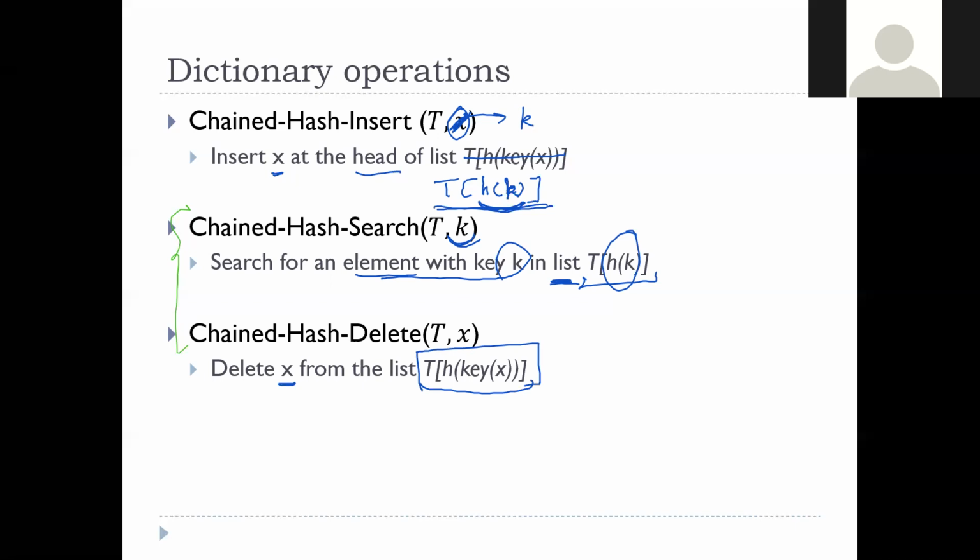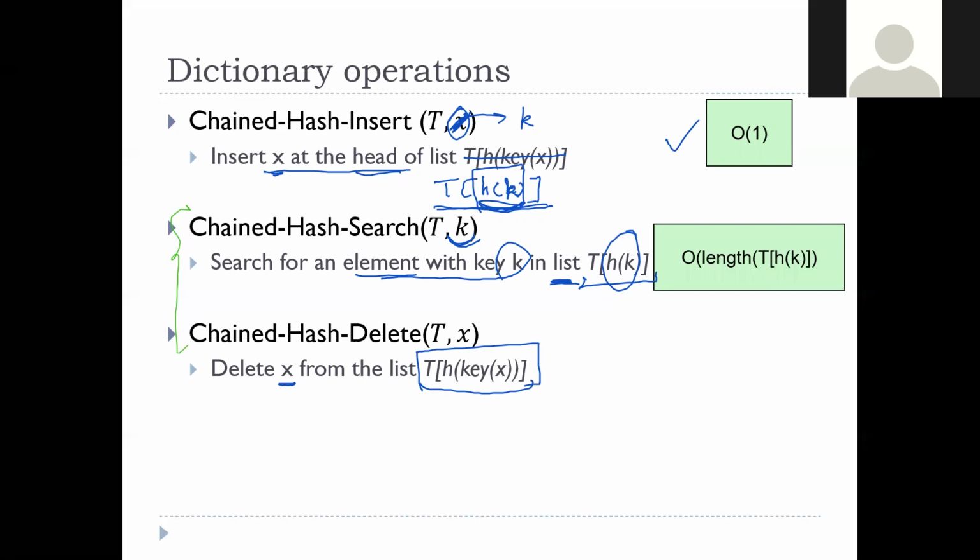Well, for example, for insertion, I simply need to compute the hash value. Assume that only takes constant time. It's just a map. Then you insert it at the head of the list, which also takes constant time. So insertion is very efficient, can be done in constant time.